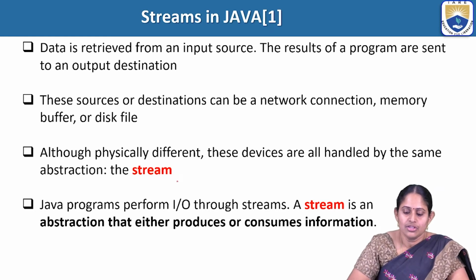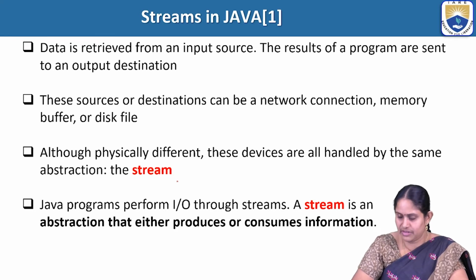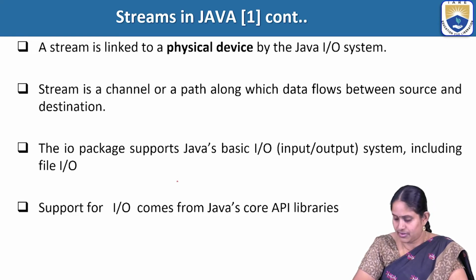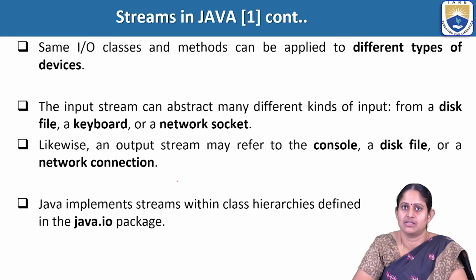in Java. A stream is an abstraction that either produces or consumes information. It is always linked to a physical device by the Java input-output system. The stream is a channel or a path along which data flows between source and destination. The IO package supports Java's basic input-output systems, including file input-output. The support for input-output comes from Java's core API libraries. The same IO classes and methods can be applied to different types of devices.